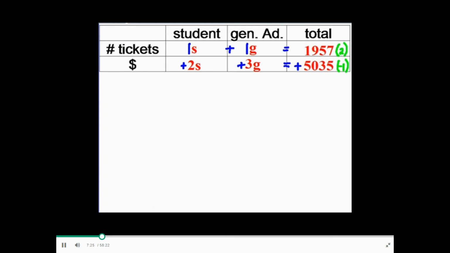All right, now I'm going to multiply the entire row, and I mean the entire row, every single term on the top by 2. So this gives us 2s plus 2g equals 1957 times 2, which is going to be 3914. Next, I'm going to take 2s, 3g, and 5035 and multiply by negative 1. So that gives us negative 2s minus 3g equals negative 5035.